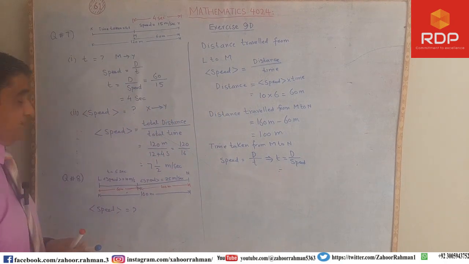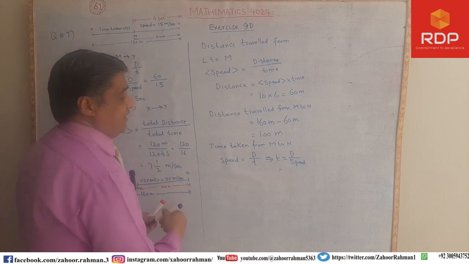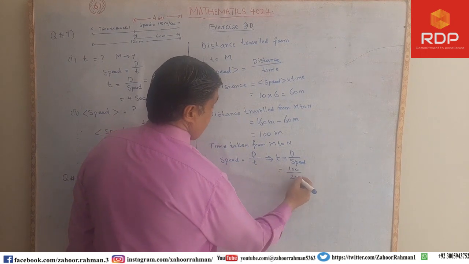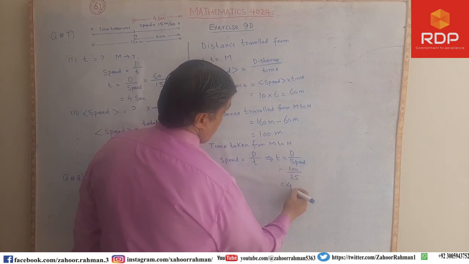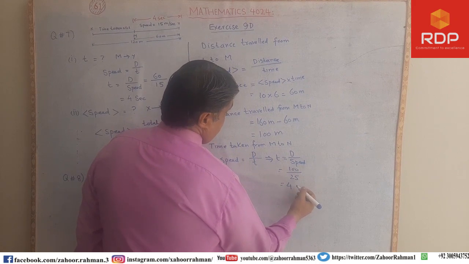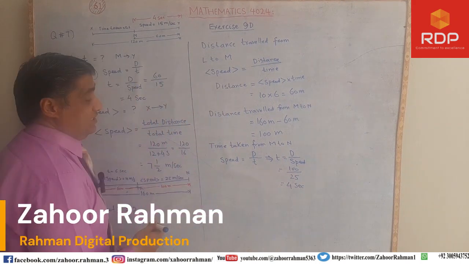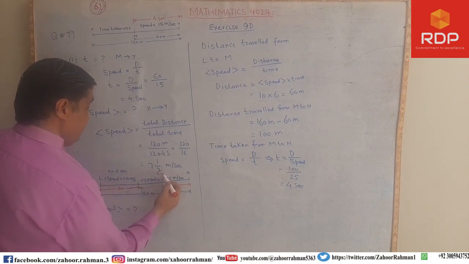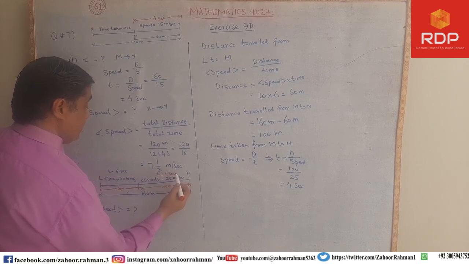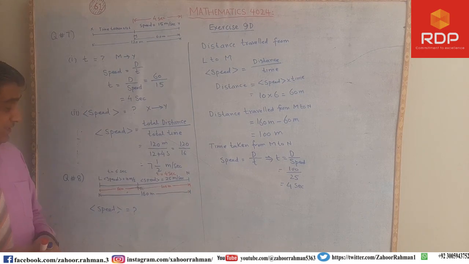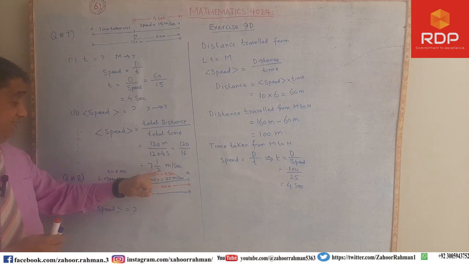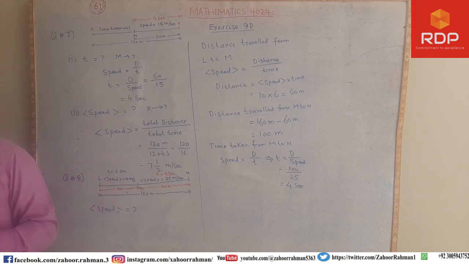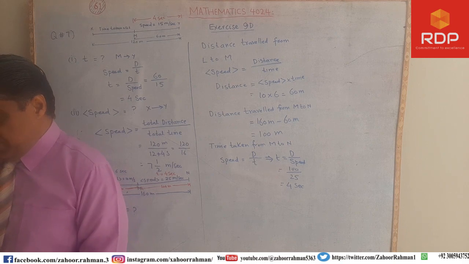Now we are putting the values. Distance from here to here is 100, and speed is given as 25, so that will be equal to 4 seconds. So t is equal to 4 seconds. Now everything is there: time, speed, distance, distance.